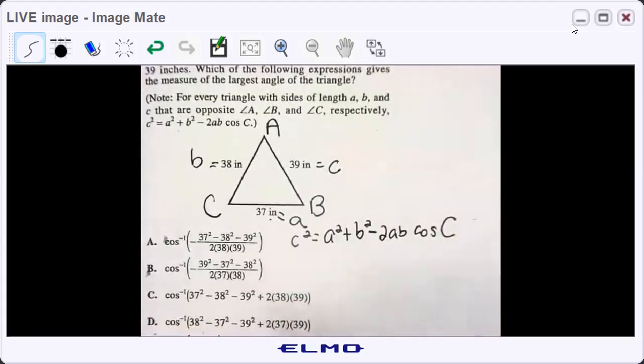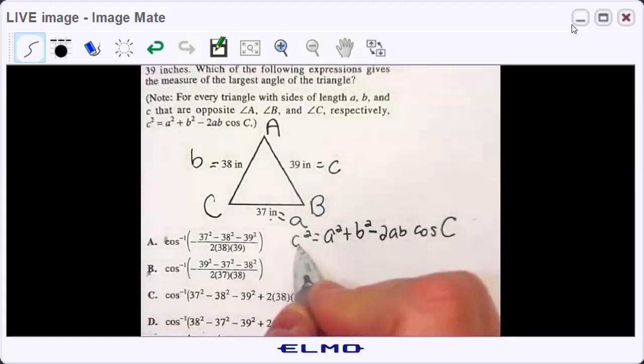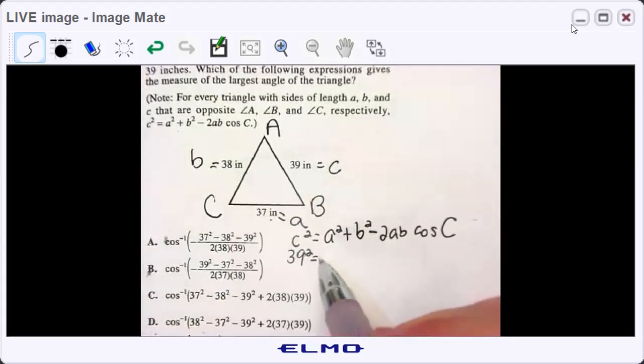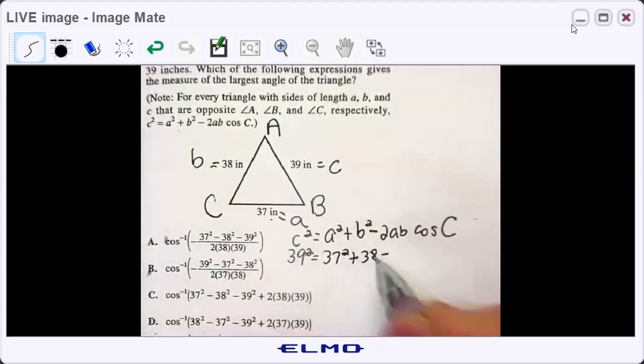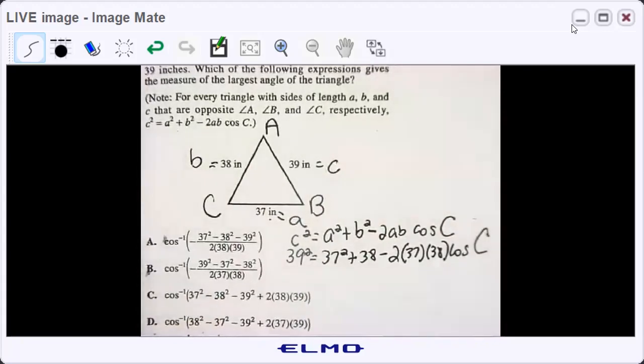All right, and we know everything except our angle. So we're going to have numbers filled in everywhere except for capital C. c is 39, a is 37, and b is 38. And when you use this formula, it always repeats a and b right here at this part of the formula. Capital C, again, capital C is the angle.